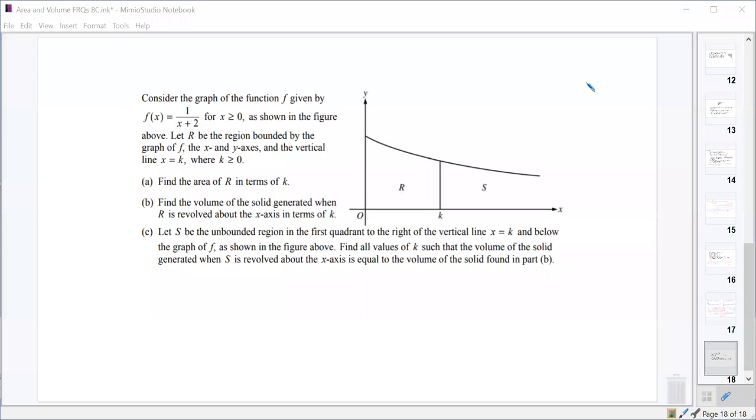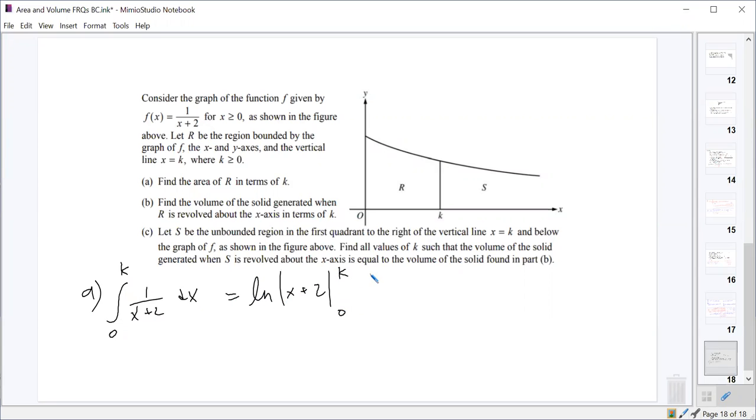So part A should have been pretty straightforward. Part A just wants the area of R. So the area of R ought to be the integral from 0 to k of that function, which is 1 over x plus 2. Integral of 1 over x plus 2 is natural log absolute value x plus 2, which we'll evaluate from 0 to k, which gives us natural log. And since we know that k is positive, we can just get rid of our absolute value, natural log of k plus 2 minus natural log 2.